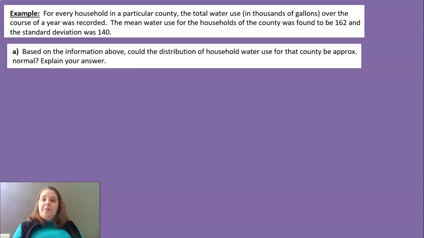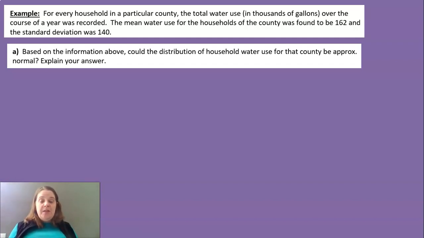For every household in a particular county, the total water use in thousands of gallons over the course of a year was recorded. The mean water use for the households in the county was found to be 162 with a standard deviation of 140. Based on the information above, could the distribution of household water use for that county be approximately normal? Okay, so just so we're clear, we're not talking about the sampling distribution here. We're talking about the actual population. Based on this above, could the actual population be approximately normal?